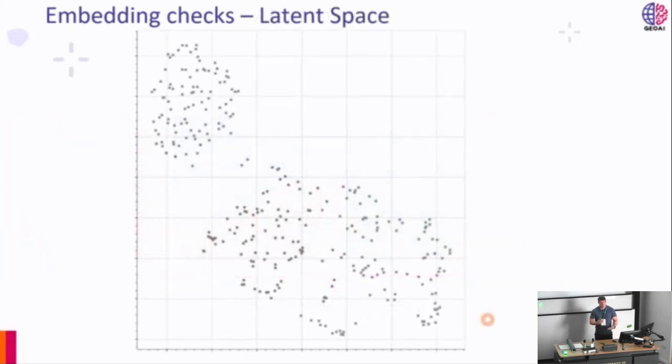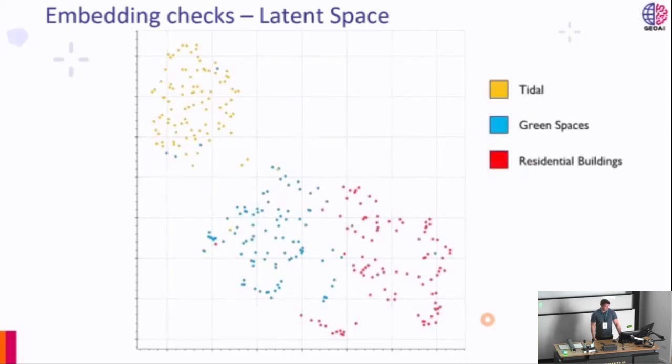Another check we do is to explore the latent space, so doing dimensionality reduction to see how a model would plot all the embeddings into a 2D space. You can see there's some clustering going on that's quite significant. If I apply some coloring to it, I should add at this point, the guy who did the colouring is colourblind, hence green spaces are blue. We can see some clear clusters that actually make sense with what's in the data. So here we have tidal features, green spaces, and then residential buildings.